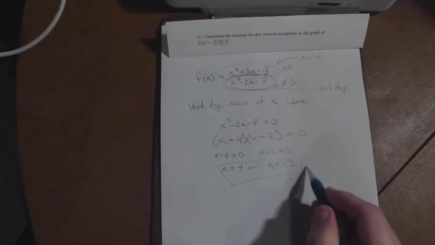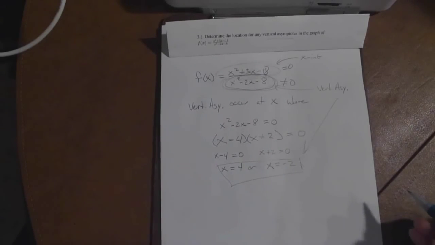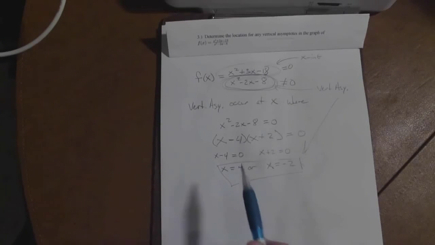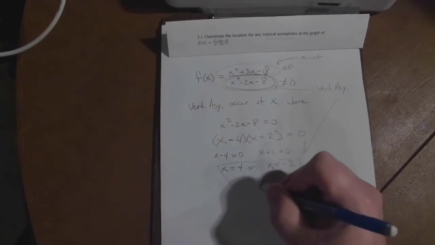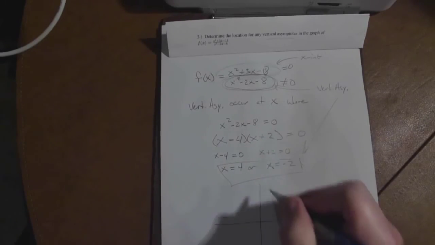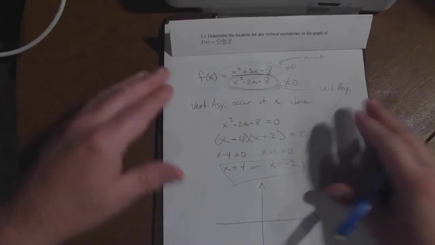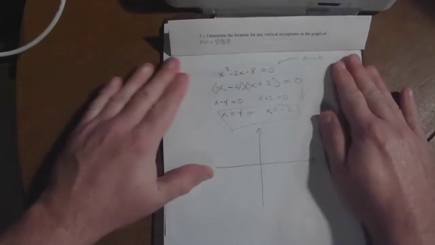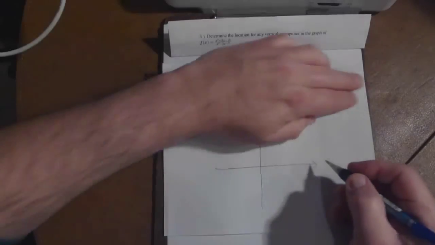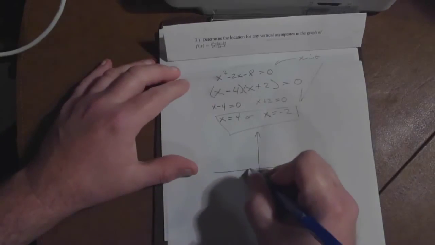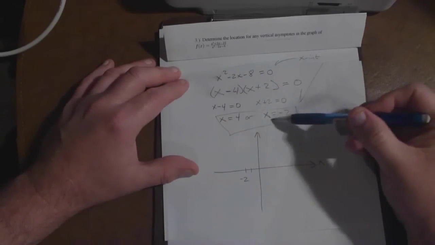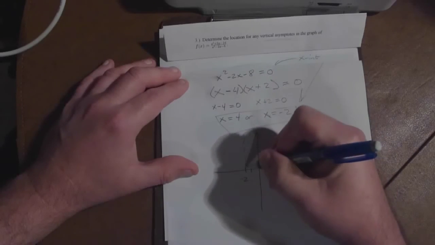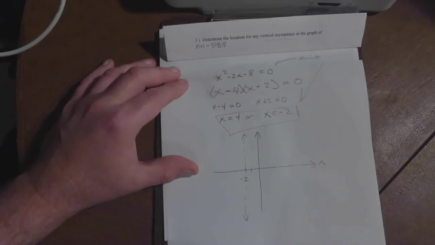These values of x are our locations for the vertical asymptotes, right? Our vertical asymptotes in this case are occurring at x equal to 4 and x equal to -2. In our graph, if I just fold this up so you can see the entire graph, at the location of -2 along the horizontal axis, at x equal to -2, there is what we call a vertical asymptote in the graph.